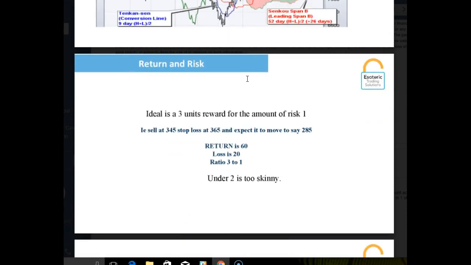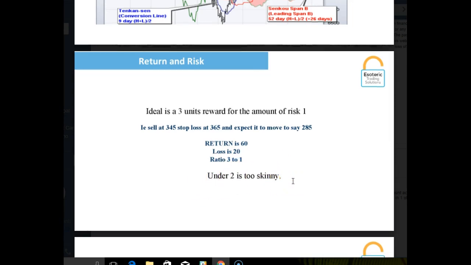Very quickly, if you're putting a trade on, you really want to put a trade on where you're only risking 1 unit to get 3 or better. What I mean by that is, say for example we wanted to sell Ethereum, and say Ethereum was at 345. My stop loss would be at, say, 365. So I'm risking 20 points, or $20 I should say. And if I'm expecting a move to 285, then obviously 345 less 285 is 60. I'm risking $20, so $60 divided by 20 is 3. So my ratio becomes 3 to 1. I generally try and work on that. Anything under 2 is pretty much too skinny.